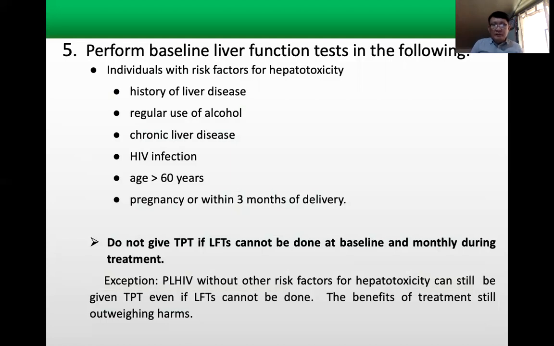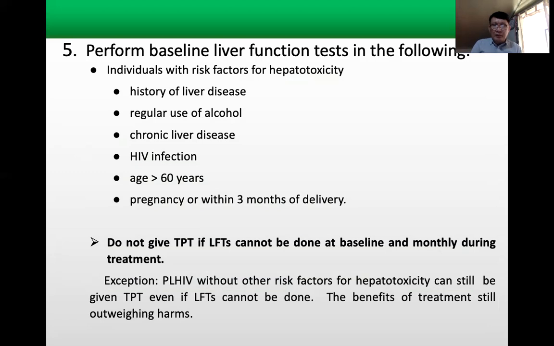So do not give TPT if liver function tests cannot be done at baseline and monthly during treatment, especially for those with high risk factors for hepatotoxicity. Okay, so you really have to have that baseline and monthly during treatment.